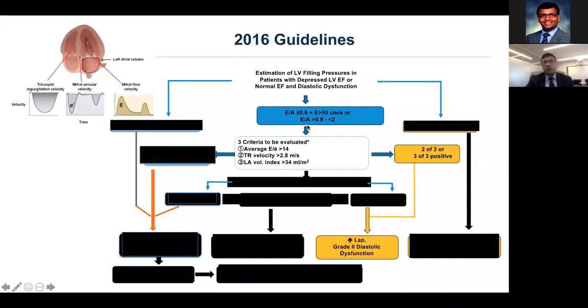You have a situation where the E by A ratio is less than 0.8. However, there are two features which are showing elevated filling pressure. E by E prime is increased more than 14, and LA volume is more than 34 ml per meter square in that particular example. So it suggests elevated left atrial pressure. That will be called grade 2 diastolic dysfunction according to the guideline pathways.